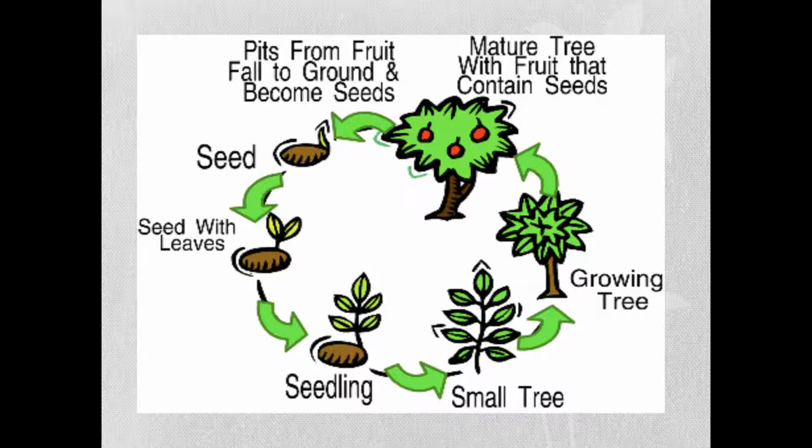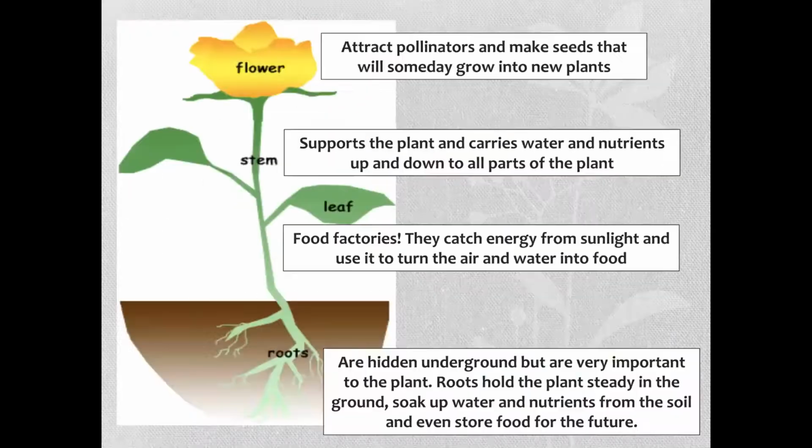You know, we eat a lot of fruits, don't we? And the animals that live in the post oak preserve, guess what? They eat a lot of those acorns that are produced by those post oak trees. Now, with a flowering plant, flowers attract pollinators and make seeds that will someday grow into new plants.